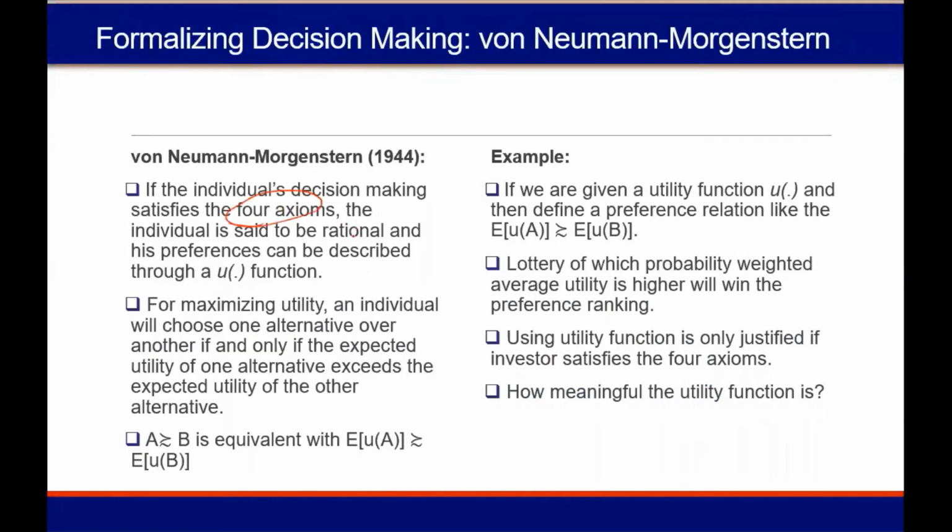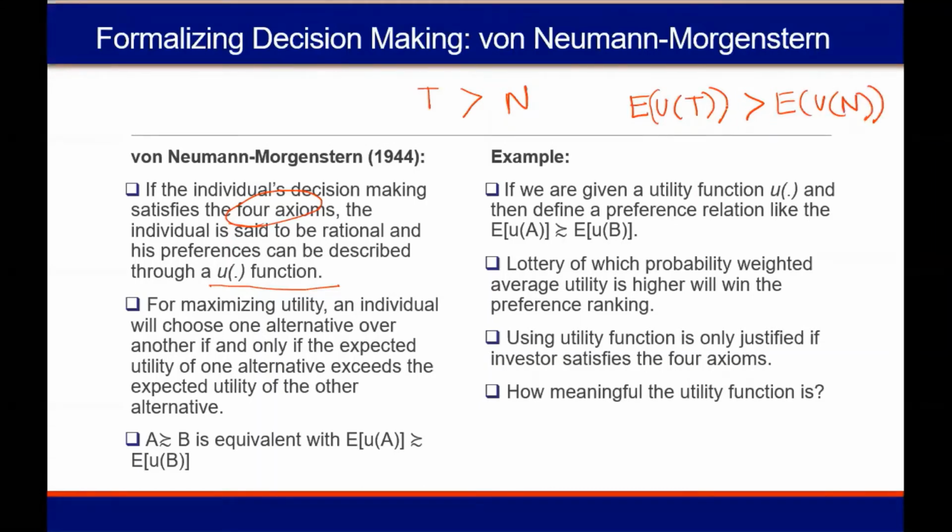It is said that if an individual satisfies all of these four axioms that I already described, that person's preferences can be described by a utility function. Otherwise, it is not possible. If you are a rational decision maker, and you ask me why I prefer Tesla over Neo, I need to prove that I get expected utility from Tesla which is greater than expected utility from Neo. You need to prove your preferences by utility, otherwise you are not making that decision rationally.